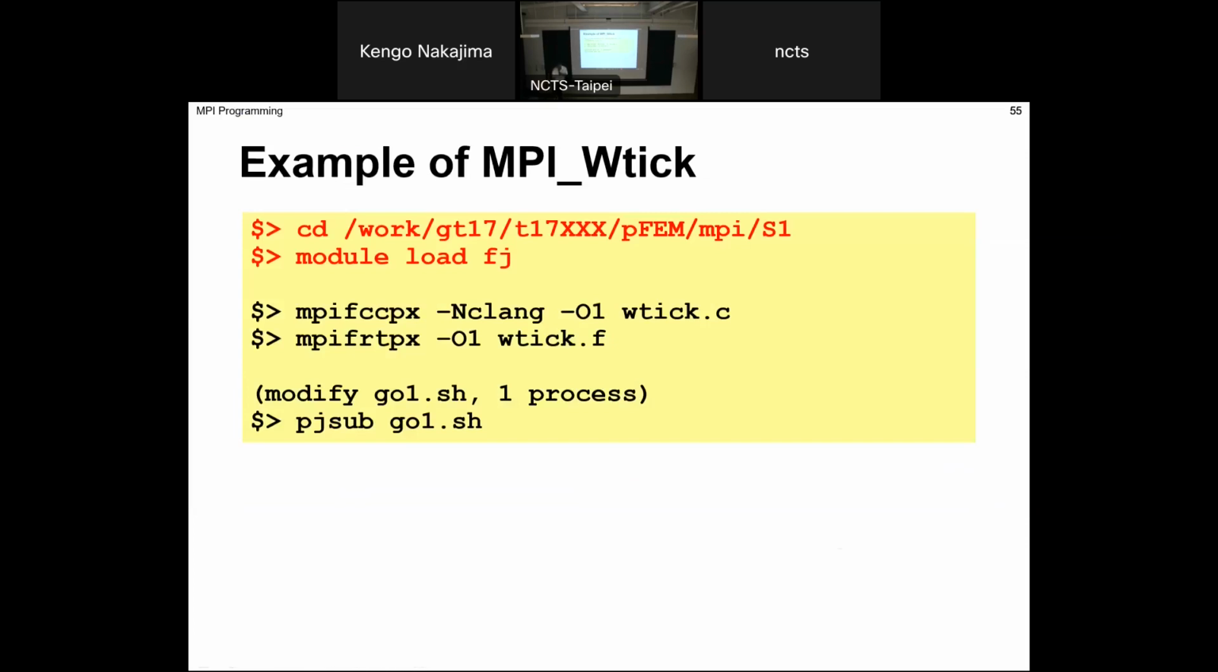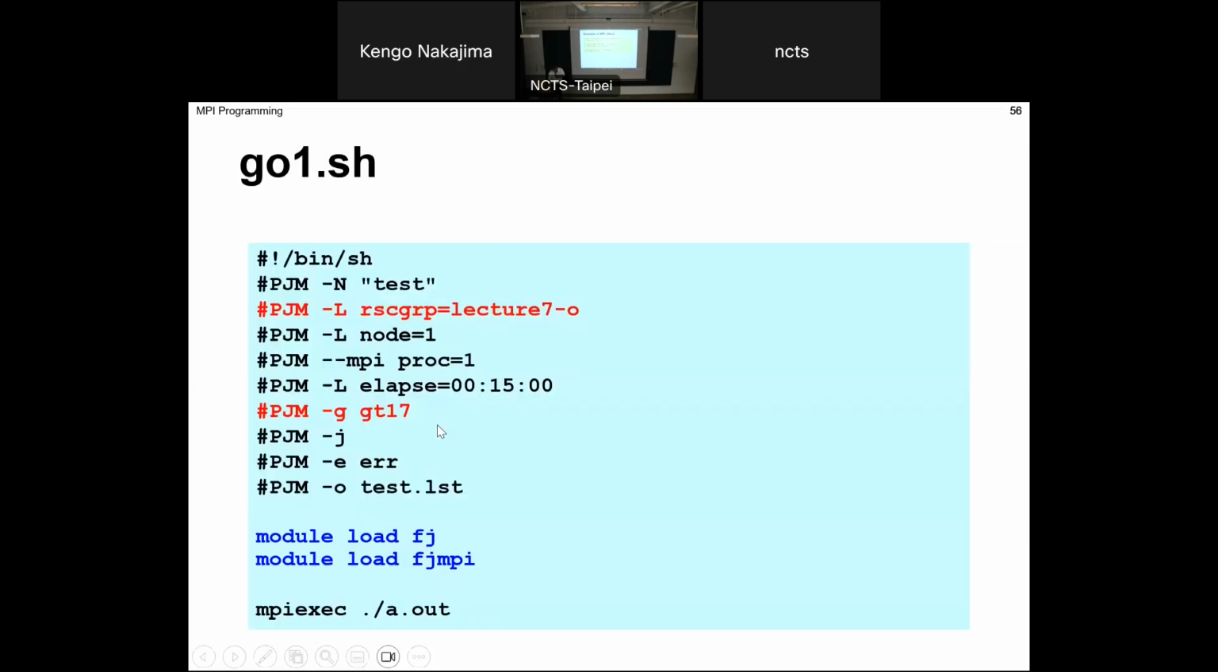I also have a sample code for MPI_Wtick, and if you are interested, you can try that later. In this case, just with a single process, you can run command.sh. The command.sh is for a single node, but you can see the process number is equal to 1.